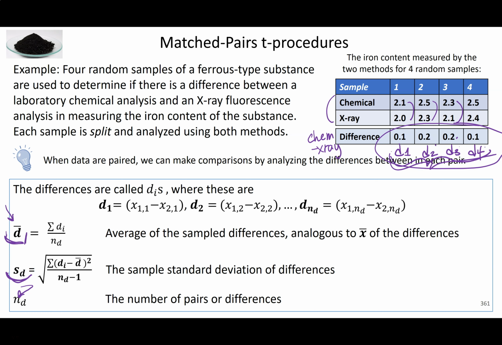So that D subscript is indicating that this is the standard deviation of the differences. So the bar means average. This is the average of the differences. This is the sample size of the differences. That's the idea. And it is really important that you are very consistent in the order you subtract in. If you do chem minus X-ray, you can't mix it up when you feel like it. It has to be chem minus X-ray for all of them. You're absolutely, totally allowed to do X-ray minus chemical, but you have to do it for all 4 differences. You have to be consistent.